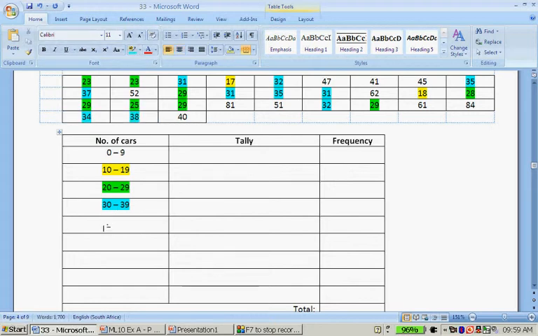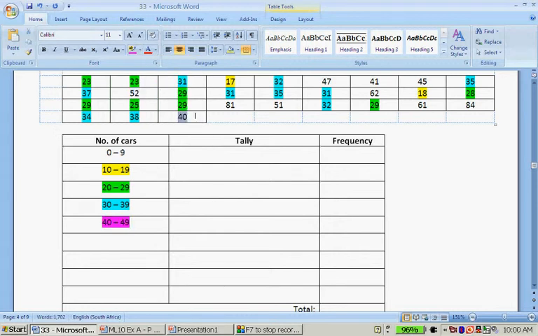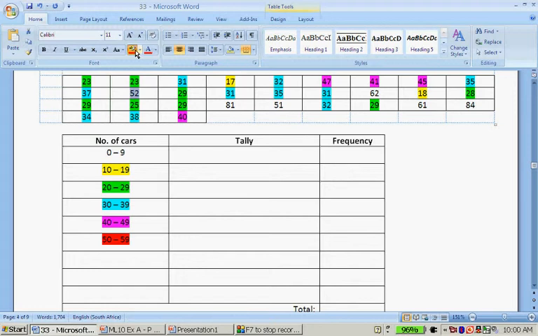Right, between 40 and 49, different color, let's choose pink or purple. 40, these three numbers are there. Right, and now it's just a little bit extra, so that's between 50 and 59. What color is that? Let's make it red. 52 is there, 51 is there, sorry, not 80.